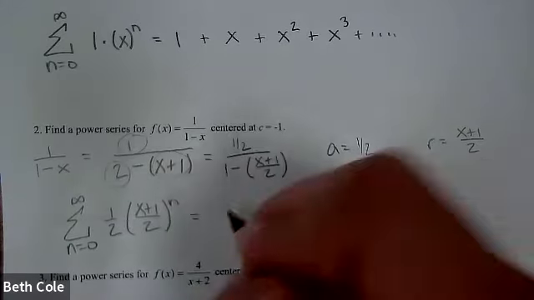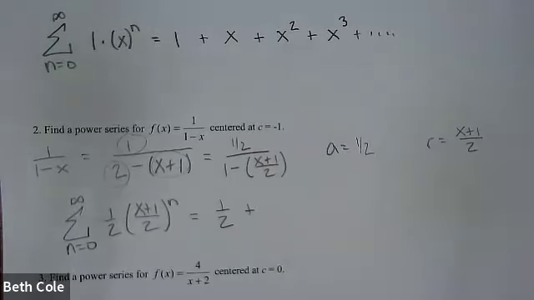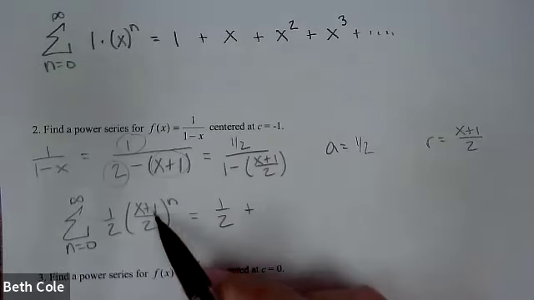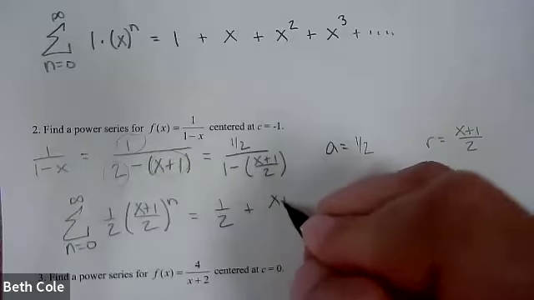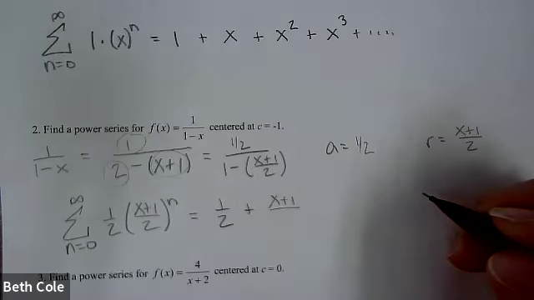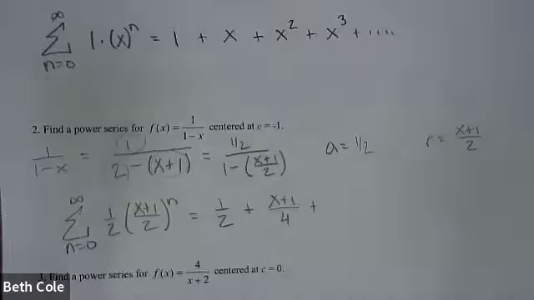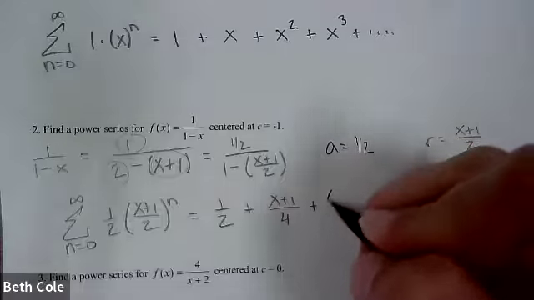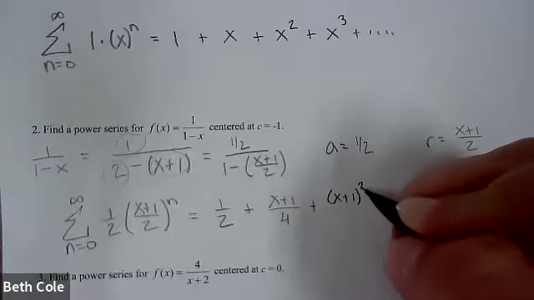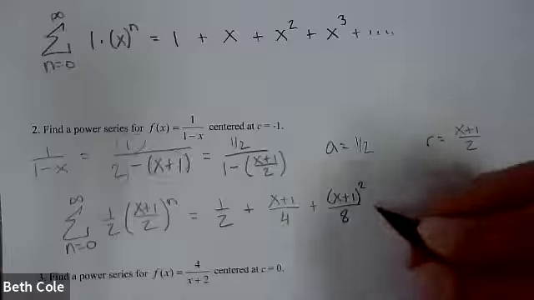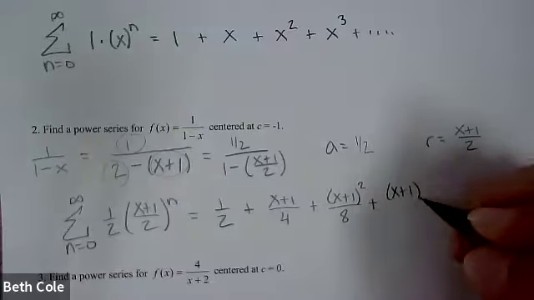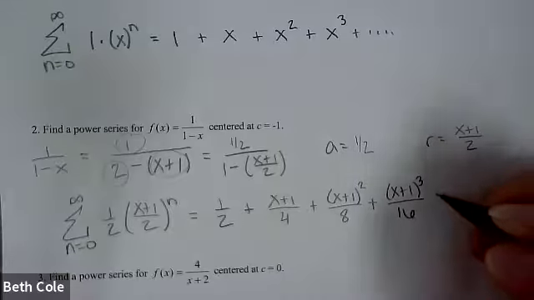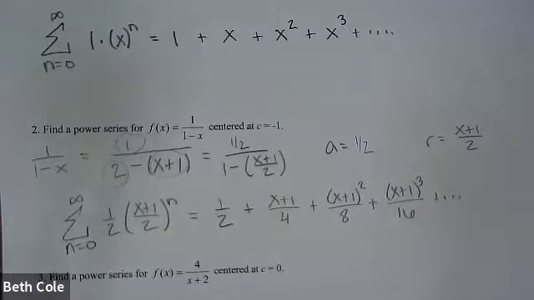All right, so the first one's 1/2. And then you're going to just keep multiplying by x plus 1 over 2. So the next one would be x plus 1 over 4. Good job. And then you're going to multiply that by x plus 1 over 2. So it would be x plus 1 squared over 8. Good, and let's do one more. X plus 1 cubed. Perfect. Forever and ever and ever and ever.